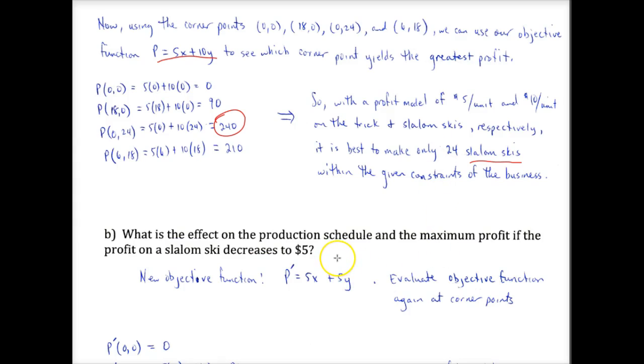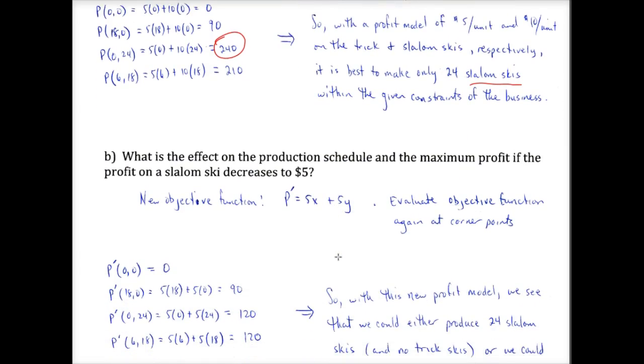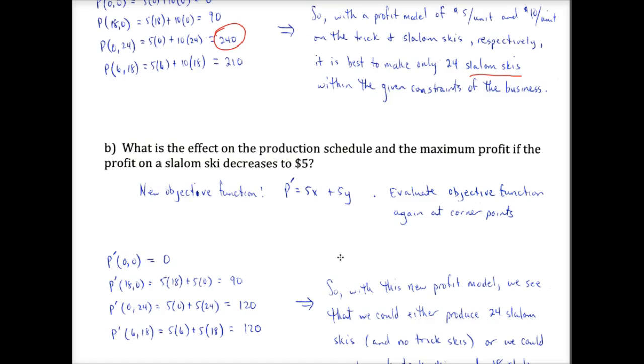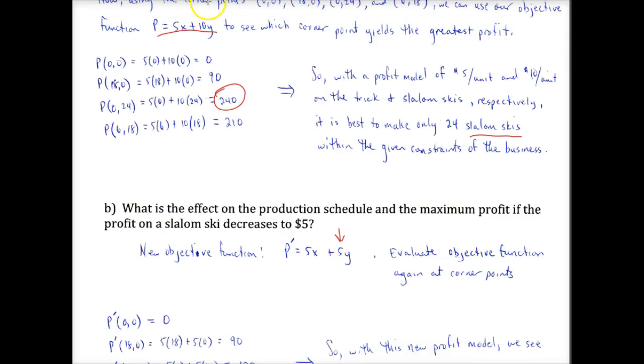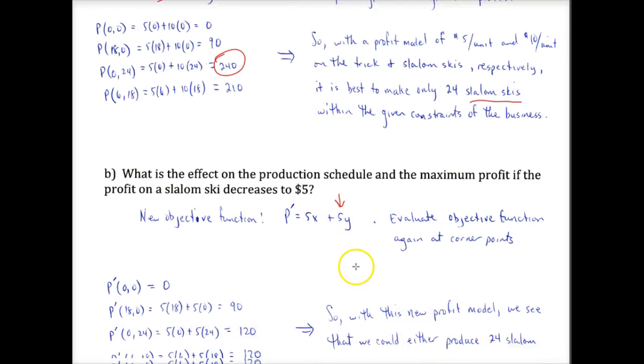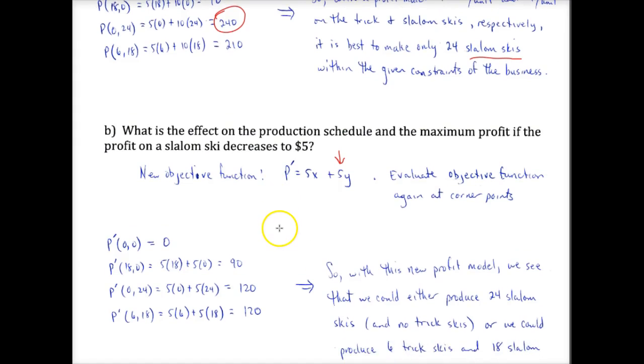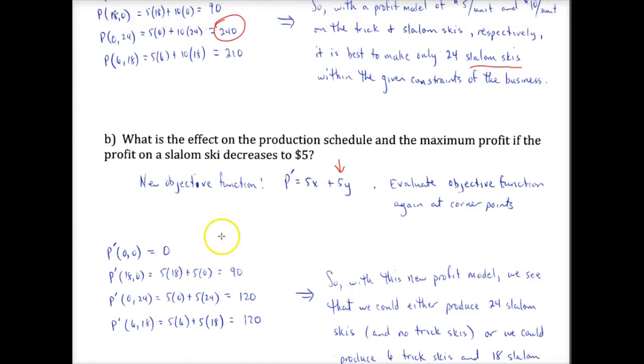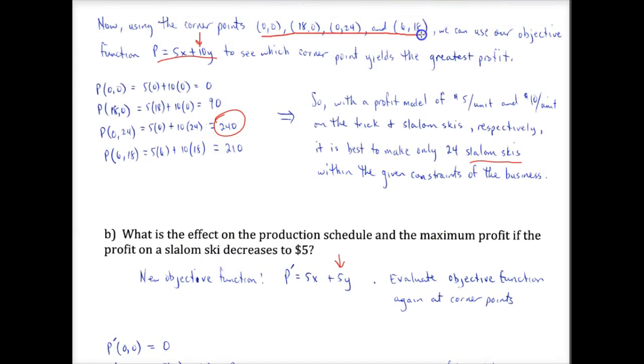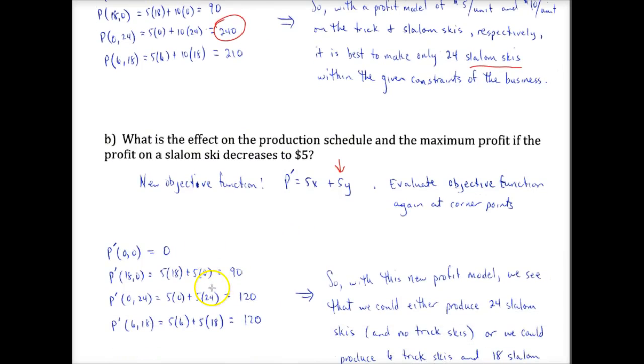Now, let's say we have a situation where, for whatever reason, the cost of making a shalom ski has gone up to the point where our profits have eroded by 50%. And so if we have that, then of course the $10 per ski that was originally here has now dropped to $5. And now that it's dropped to $5, we want to see what our new optimum solution is. So if we do the same thing we did last time, we take all of our corner points, which were up here, and plug in the various x and y values into our new profit function.